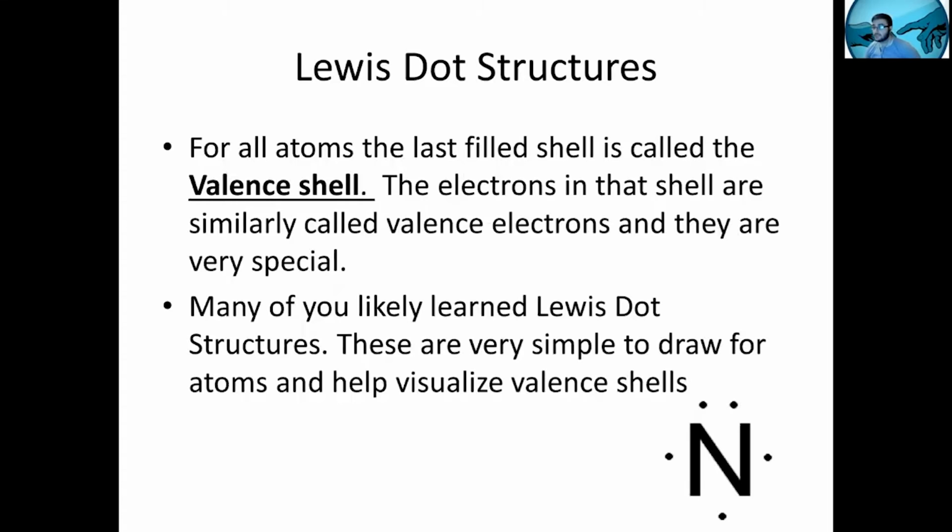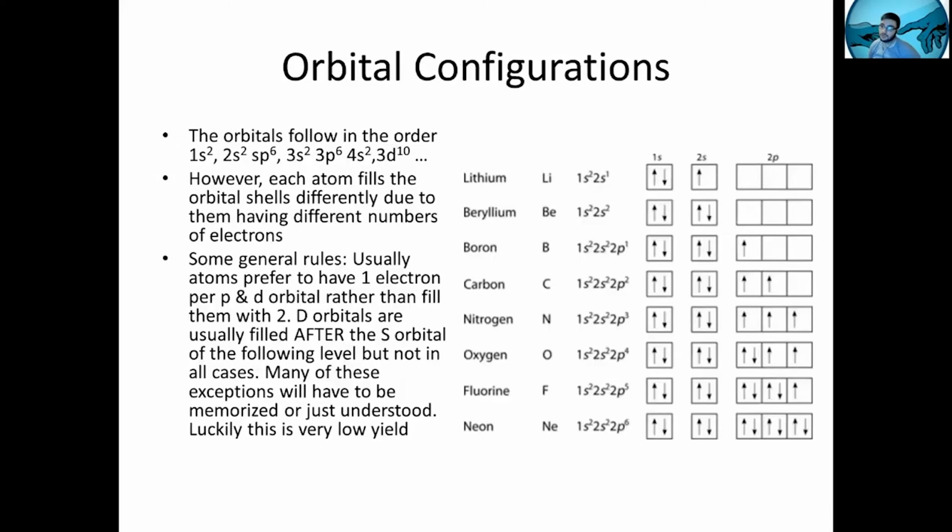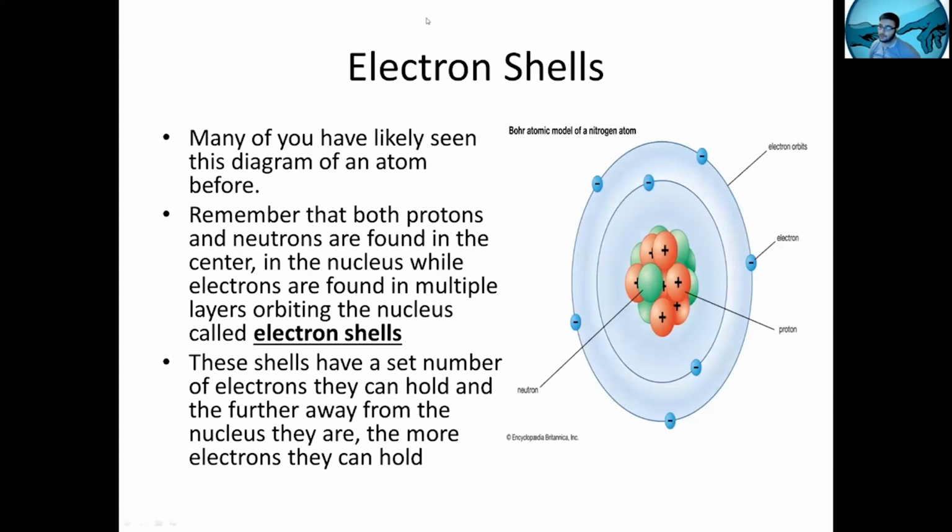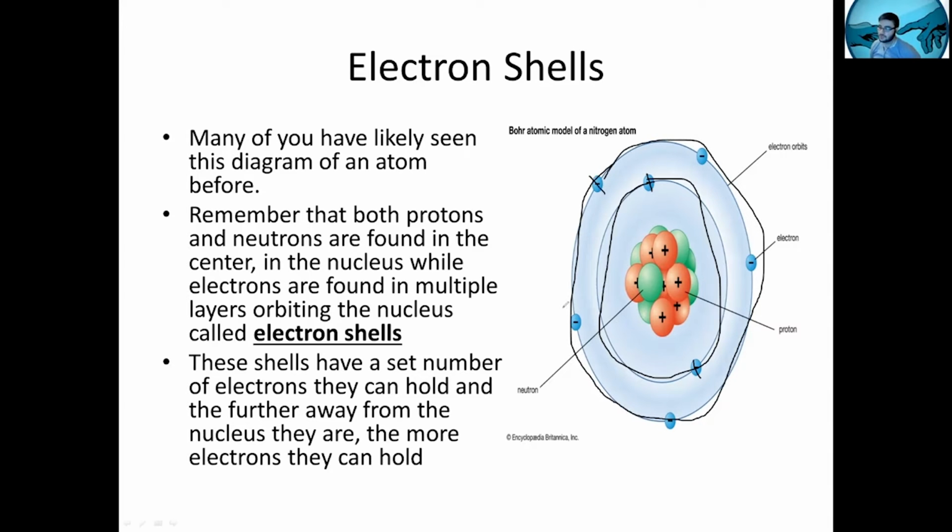Next up is Lewis dot structures. For all atoms, the last filled shell is called the valence shell. So for example, we have this ring, which is the 1s ring, right? You can see it only has 2 electrons because the 1s ring only holds 2. Then this is the 2s, and then the 2p ring as well. This says 2s, 2, and then these 3 are for the p orbital, right?